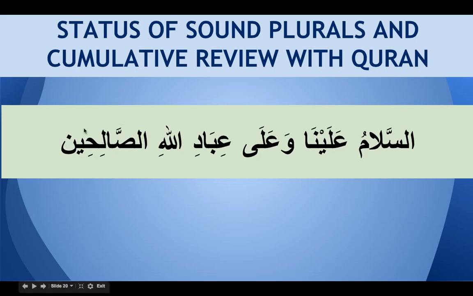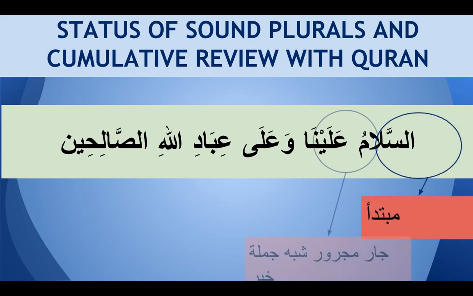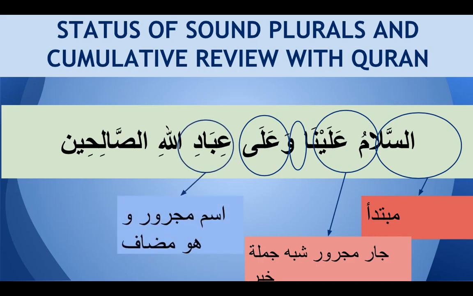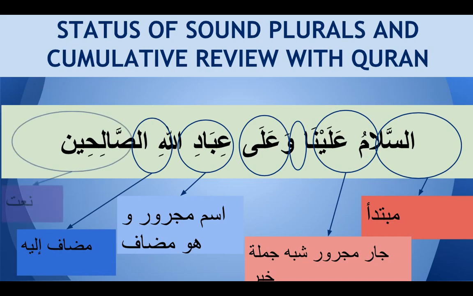And what is as-salihin? As-salihin is not for which word? Allahi is wahid, but this word is a plural. So here ibad is a plural jam'u. So how do we know this is a jam'u? Because we have ya as a sign of jar, because it is a jam'u mudhakkar salim, as-salihin. Assalamu alayna wa ala ibadillahis salihin. So mubtada, then jar majrur shibu jumla khabar, ataf, ala is harf jar, then ibadi ism majrur wa huwa mudaf, Allahi is mudaf ilayhi, and as-salihin is naat for ibadi, the righteous slaves of Allah.